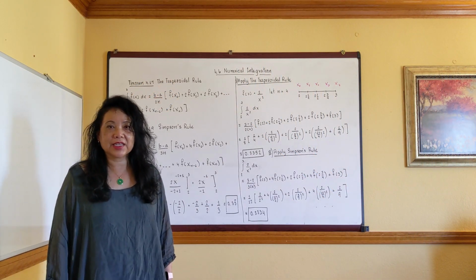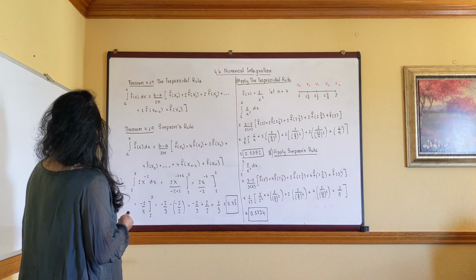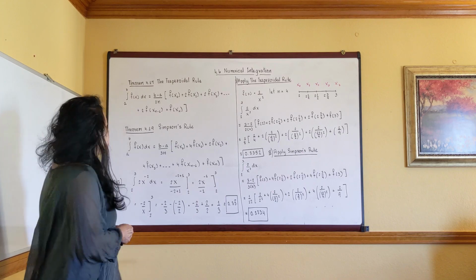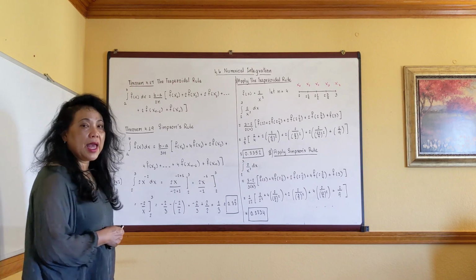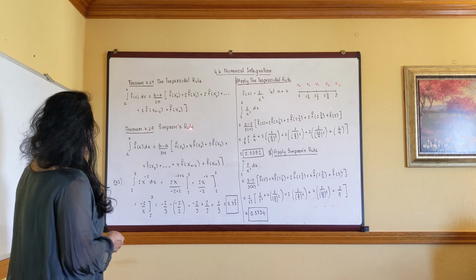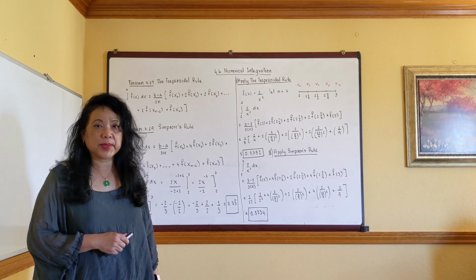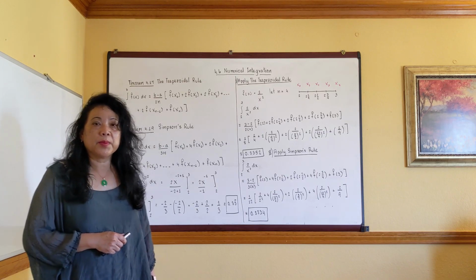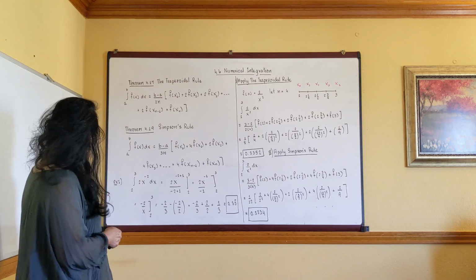Finish our last section of chapter 4, all right, 4.6. We have two important theorems here. The first theorem is the trapezoidal rule, and the second theorem is Simpson's rule. These two theorems are used to approximate an integral of a function. But before we go to the theorems, let's look at the first example here.